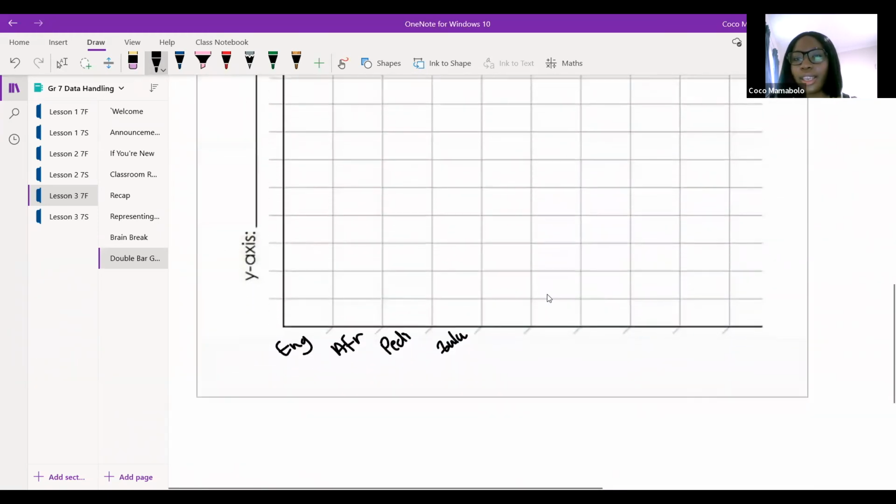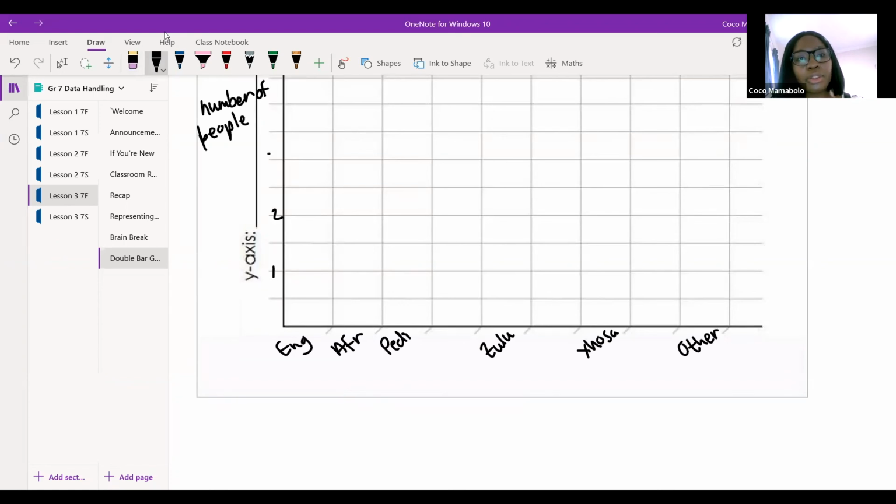Oh, I actually think I can skip spaces. If I put other here and I put Xhosa here and I put Zulu here, I think we can space it out a little bit. I think English and Afrikaans will just have to sit next to each other. Okay, so here's what we're gonna do, guys. I'm gonna write all the numbers for the boys in blue and all the numbers for the girls in red. So this is number of people. Okay, and again, we're going to count in twos. So for every 2 blocks, I'm going to count 1 person.